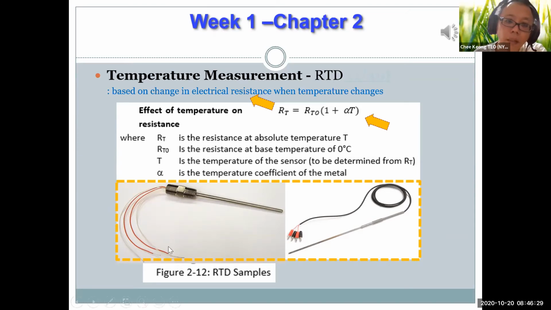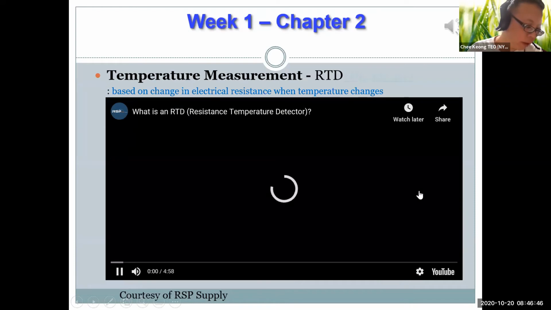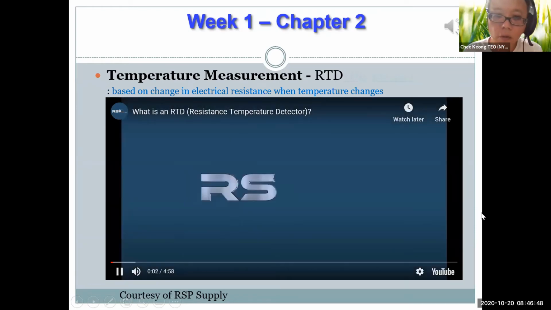So by and large, RTD has the characteristic of resistance changing with temperature. Right? When you experience different temperature, based on the equation, it will change. Of course, it has a base temperature at 0 degree. What is the resistance? And this is how it looks like. Please also watch the video on RTD. We may not have time to go through the tutorial right now.